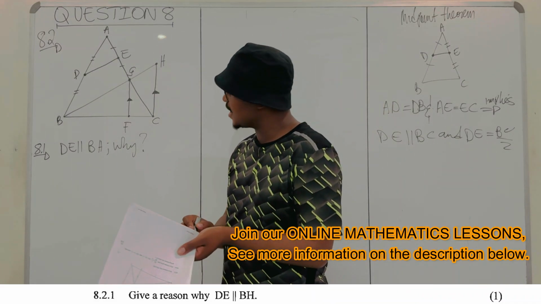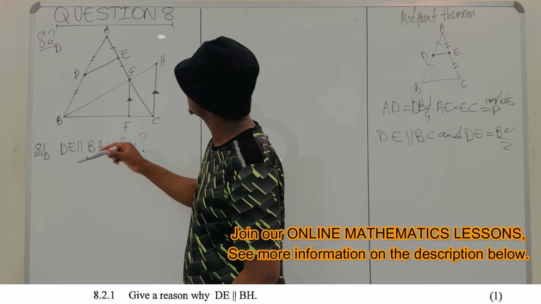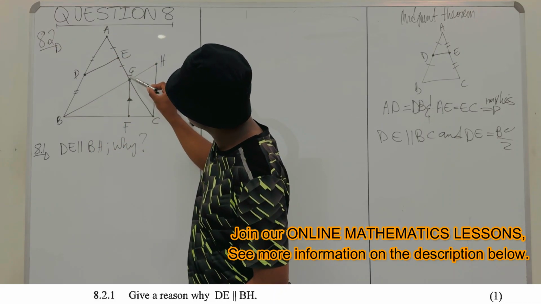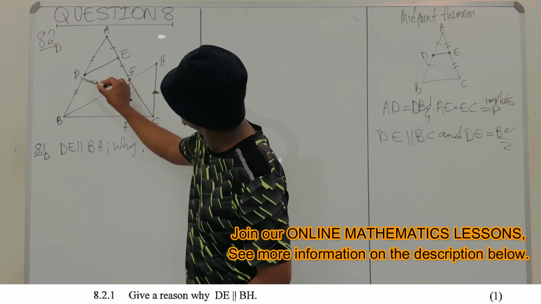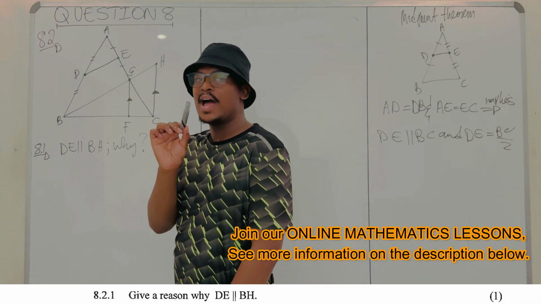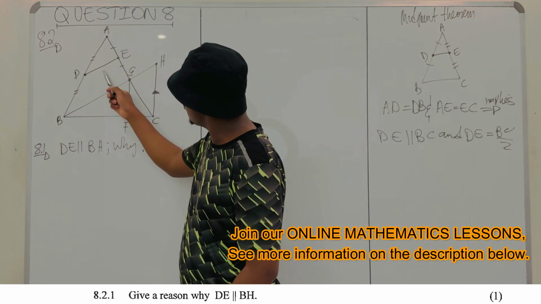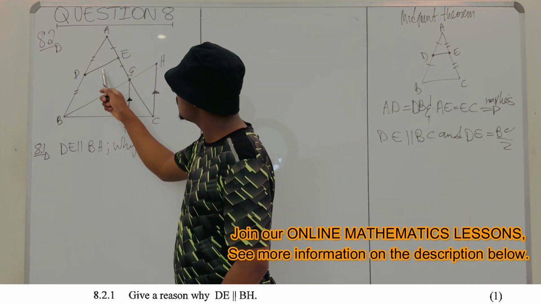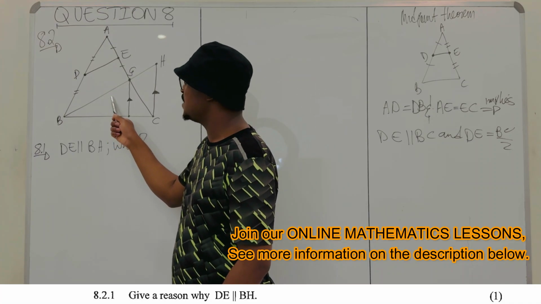So if you're looking at this case, you have triangle ABG, right? And this line DE here is joining the midpoints of 2 sides of a triangle. So what will happen is that this DE of yours will be parallel to BG. And the length of this DE will be half that of BG.